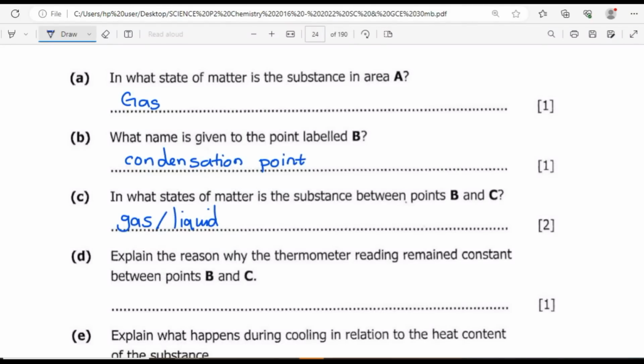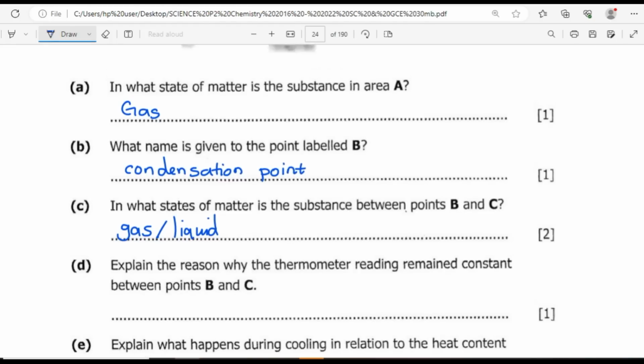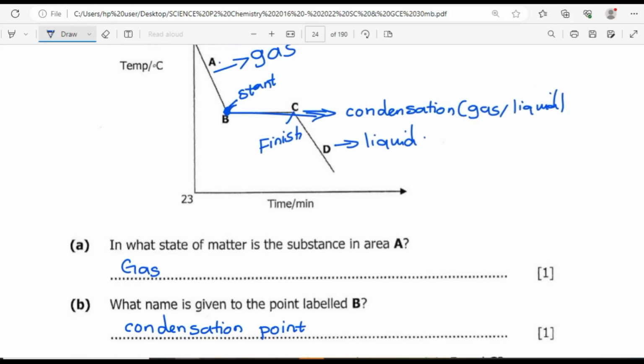Then for D, explain the reason why the thermometer reading remained constant between points B and C. So during the condensation process, we need to explain why the thermometer reading remained constant. Whether it's a cooling curve or a heating curve, during the process the thermometer reading remains constant. Here, in the cooling curve, the temperature is reducing. So why has the temperature stopped reducing during condensation? Where is that energy going?